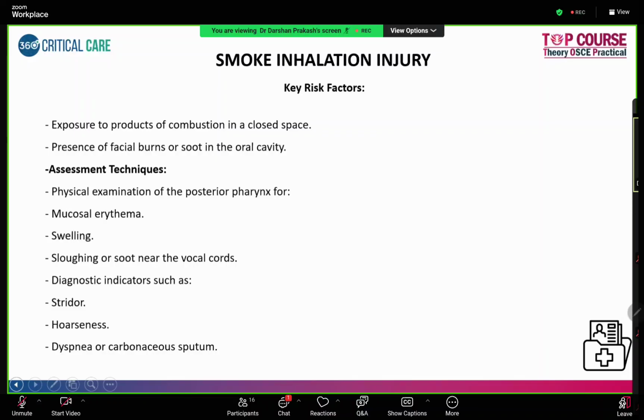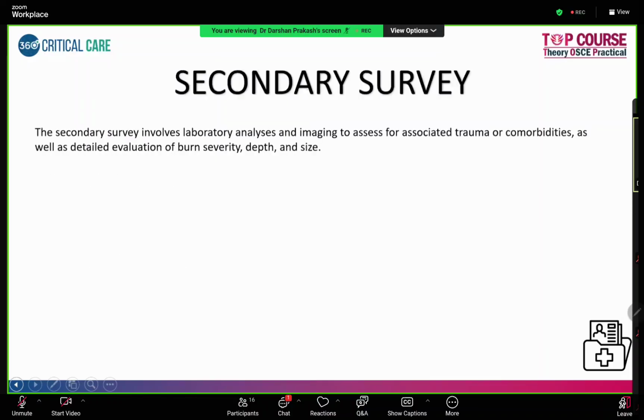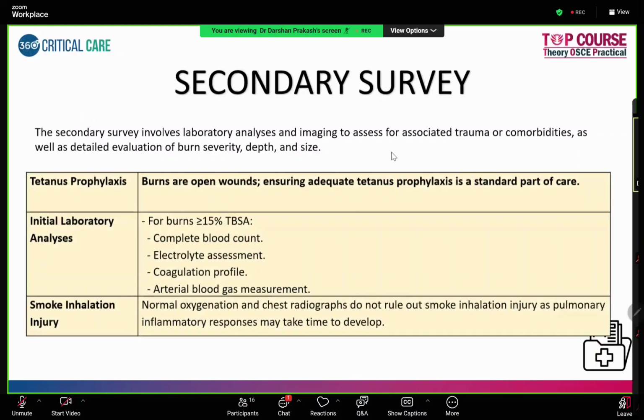Okay. Coming to secondary survey, the secondary survey usually involves the laboratory analysis after you have secured the vitals of the patient. Okay, like in the case of trauma, always make sure that you have given the patient the tetanus prophylaxis. Whenever the patient is having a large burn, that is usually more than 15% of the total body surface area, you have to look for dyselectrolytemia. You have to look into your complete blood count, coagulation profile, and arterial blood gas analysis.